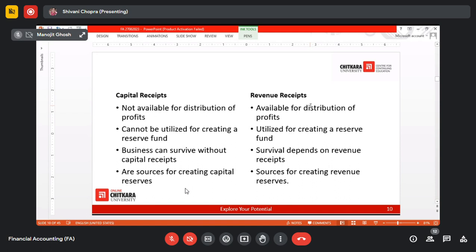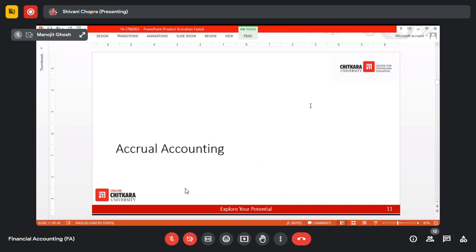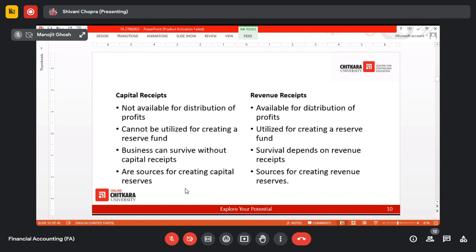Whereas on the other hand, revenue receipts growth is very much essential, important, and looked for as an indicator of survival of a firm. Capital receipts are sources for creating capital reserves, but not for other reserves, whereas revenue receipts are the sources for creating revenue reserves. So that was about capital expenditure and revenue expenditure, capital receipts and revenue receipts.